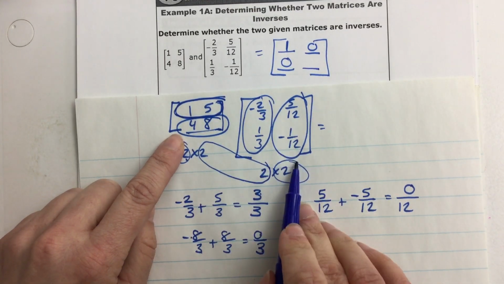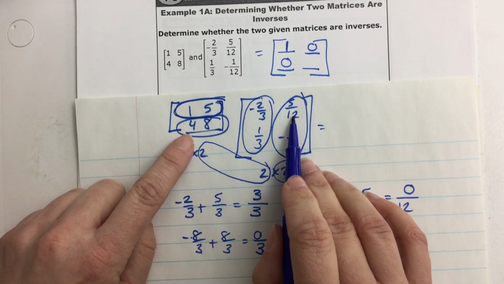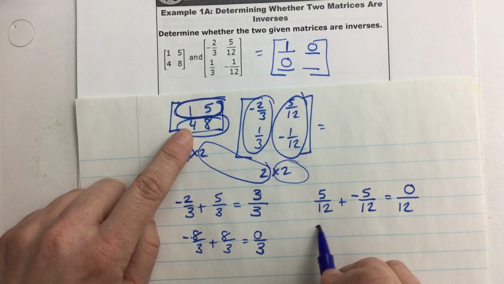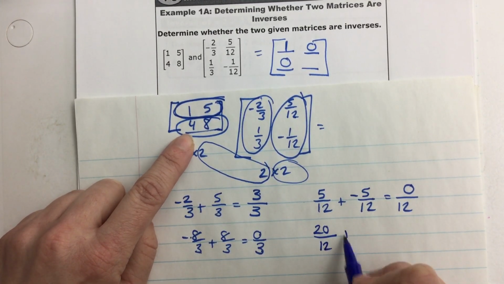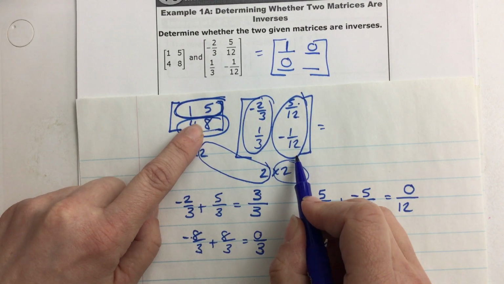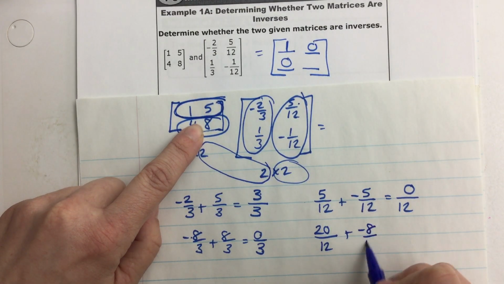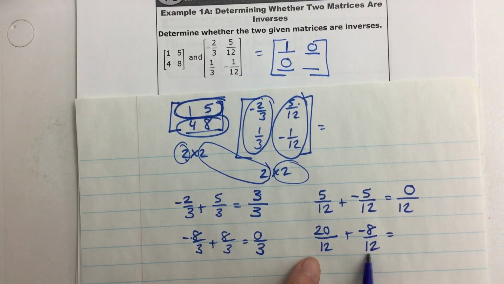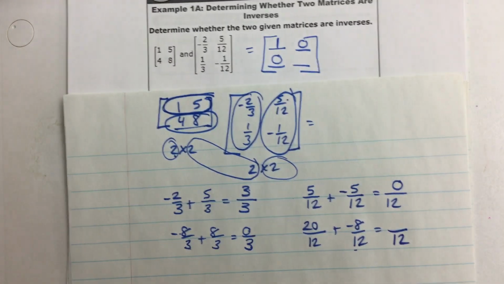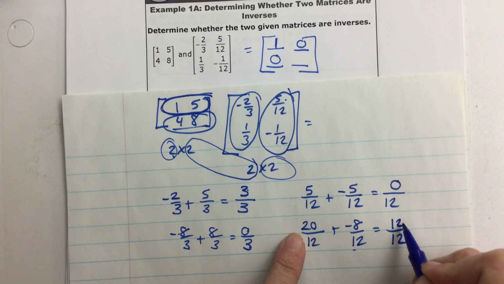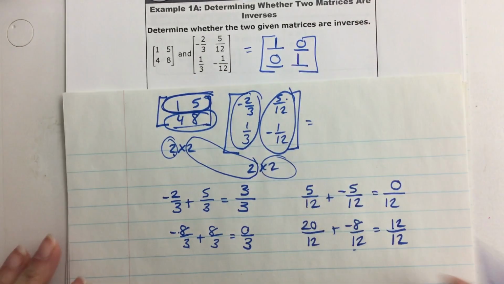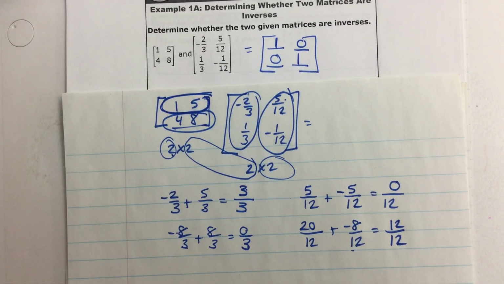Now let's go ahead and get the last value that we need. It is second row by second column. So top times top, bottom times bottom. 4 times 5 is 20 over 1 times 12 is 12, plus shift it over, shift it down. This is negative 8 over 12. Common denominator is a 12, so that stays. 20 plus a negative 8 is 12. 12 over 12 is 1. Okay, so it did work this way.